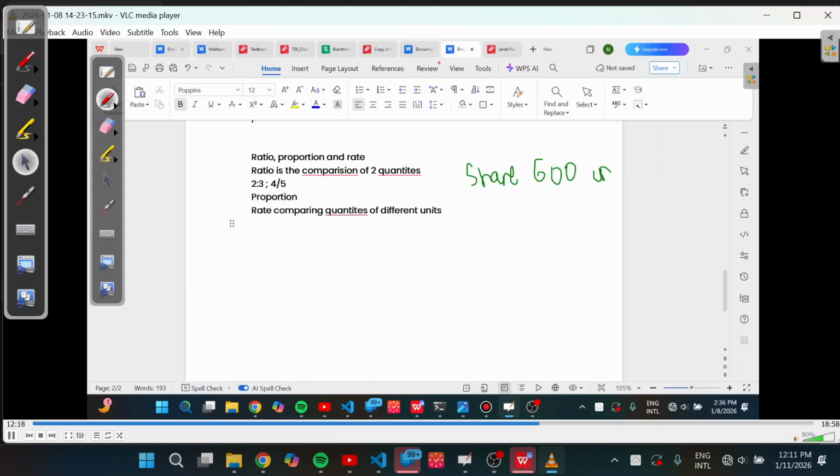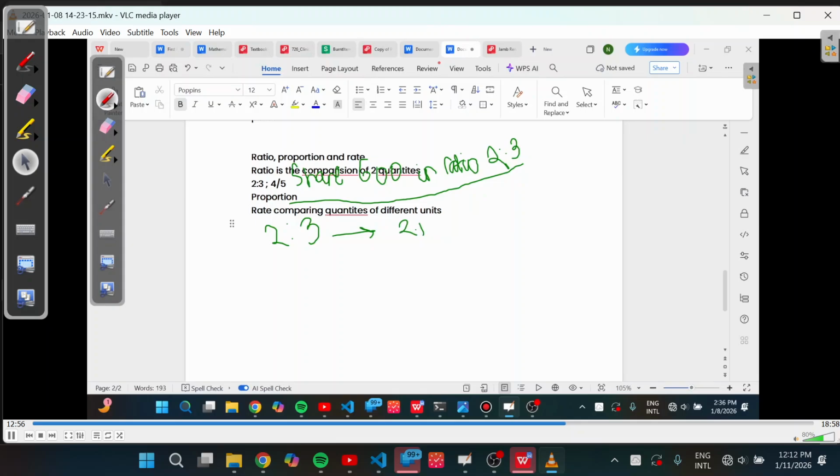So let's take a look at a question that says share 600 in the ratio 2 to 3. So how do you go about this question? How do you solve it? It's actually pretty simple and direct. So we have to add the 2 and 3 to get the total parts. So 2:3, the total parts will be what? 5, because 2:3 is going to have 5 parts. That is going to be 2 plus 3. That's how we get the 5 parts, okay?